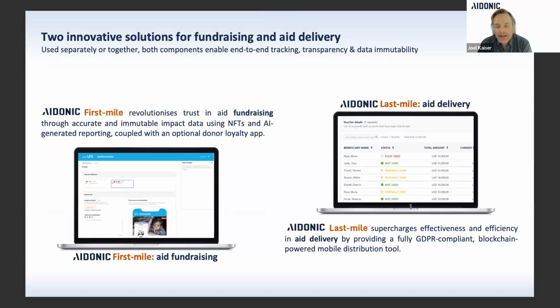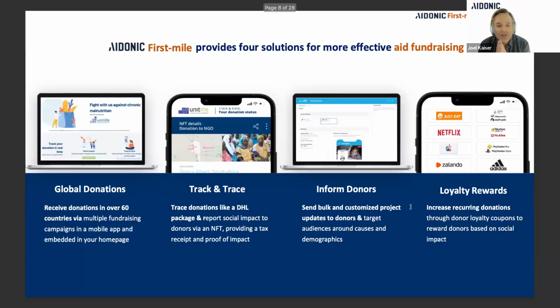Of course, at AIDONIC, we have two solutions. One is targeting the first mile. This is all about fundraising. Today, we're talking mostly about the last mile, which is all about aid delivery. Before I go there, I'm going to touch on a little bit about fundraising so you just have an idea of what we're doing in that space.